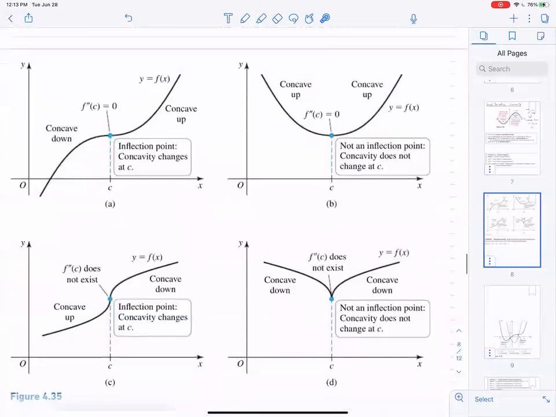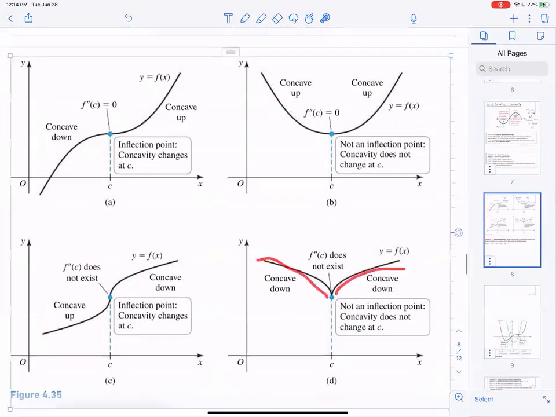Here are some pictorial examples. Here's concave down, and then it switches. The second derivative is 0, and then it switches to concave up. Here's an example where it's concave up, and the second derivative is 0, but it's still concave up, so it's not an inflection point. Here's one where the second derivative does not exist, and it switches from concave up to concave down, so that's an inflection point. And here's another where the second derivative does not exist, but it's still not an inflection point because it's concave down to concave down.